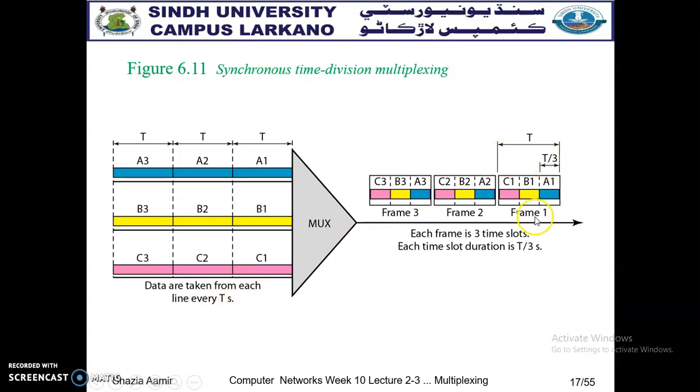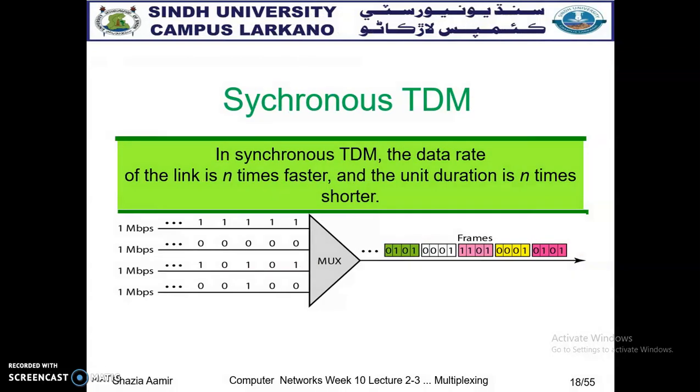Then it divides time frames like this: each frame has 3 time slots, and each time slot duration is 3 seconds per frame. Each and every frame is used per second, and a total of 3 frames use 3 seconds.